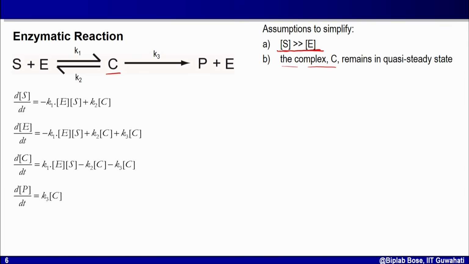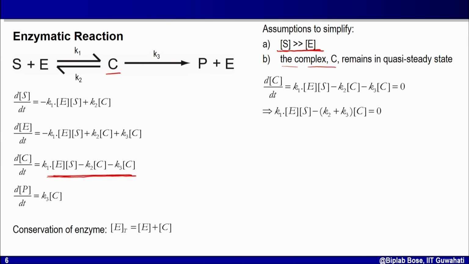If C has a steady state, then this ODE dC/dt becomes equal to 0. That's what I can write. Then dC/dt equal to 0. That means K1 E S minus K2 C minus K3 C is equal to 0, because that's how I have got from the ODE for dC/dt. Now I will rearrange terms so that I can get C on one side and everything else on the other side. Because remember, C is the complex from which the product is formed. So I will try to separate C on one side from this algebraic relation and keep the rest of the things on the other side. So let us try that.